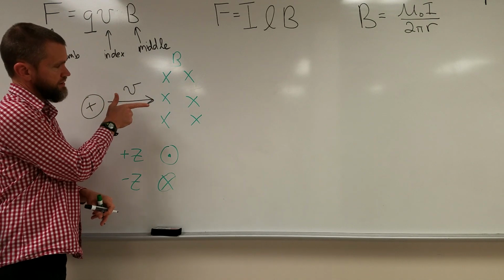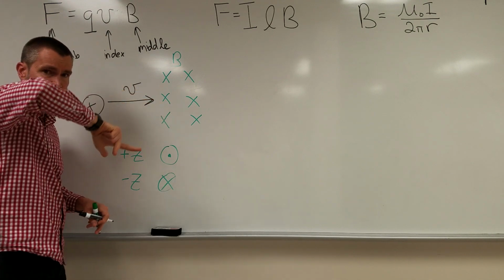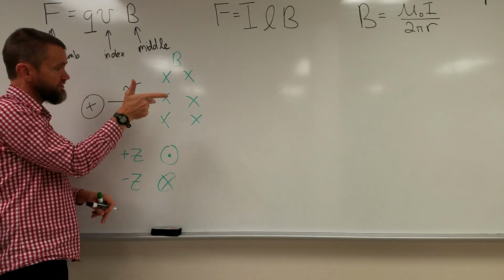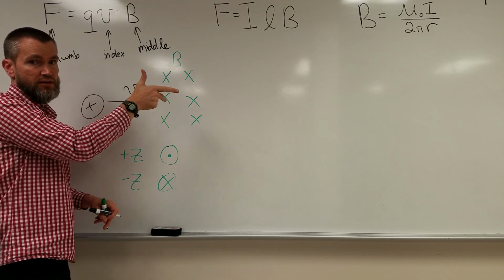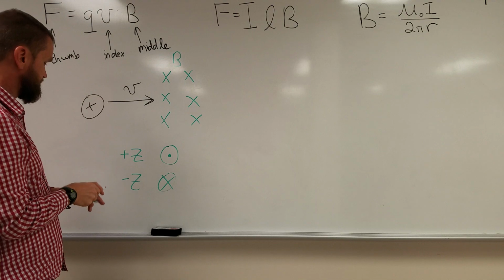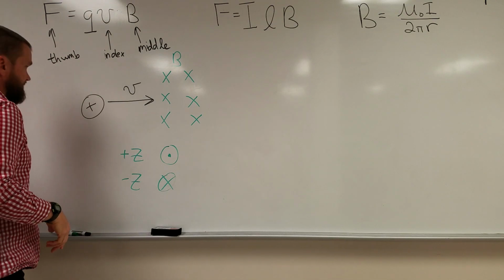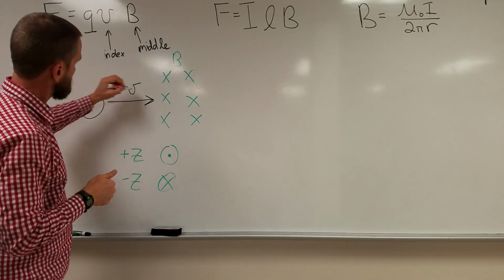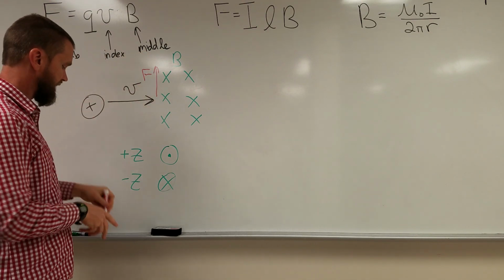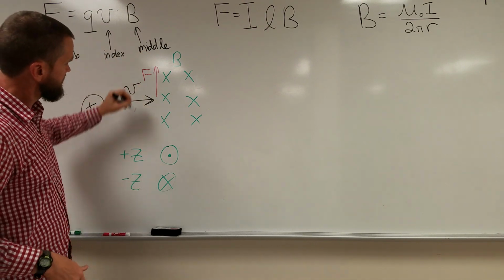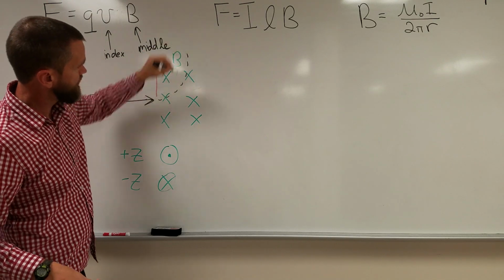So here, V, I don't know how to orient my middle finger yet until I know the magnetic field, but it's going into the page. And then my thumb gives the direction of the force. So this particle feels a force that is upward. So my force is going to be like this. That means that as this particle travels, it is going to travel in a path that goes like that.